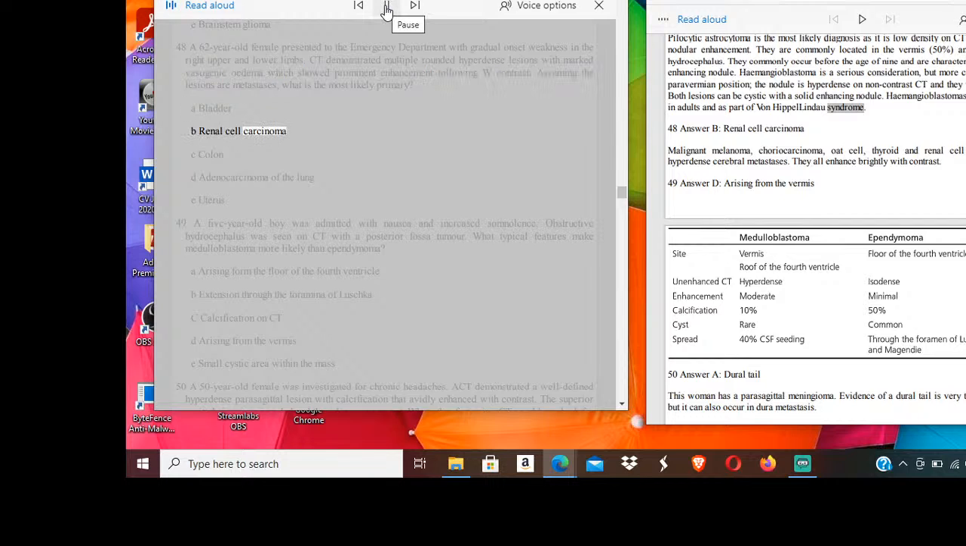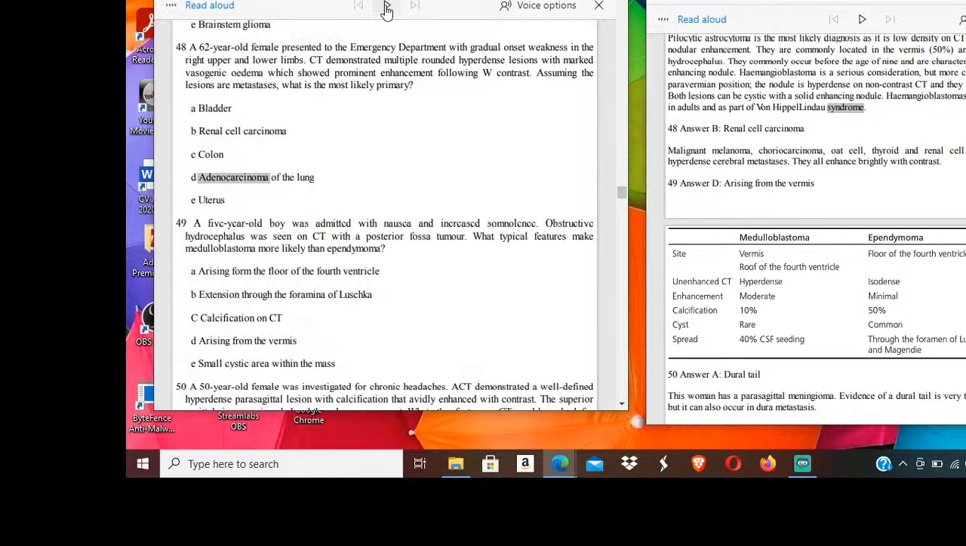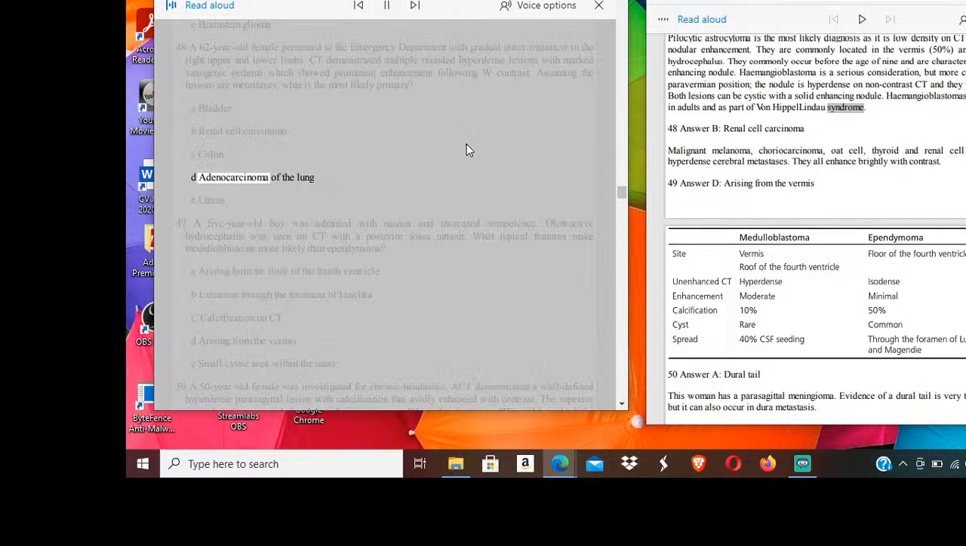A. Bladder. B. Renal cell carcinoma. C. Colon. D. Adenocarcinoma of the lung. E. Uterus. 49. A 5-year-old boy was admitted with nausea and increased somnolence. Obstructive hydrocephalus was seen on CT with a posterior fossa tumor.